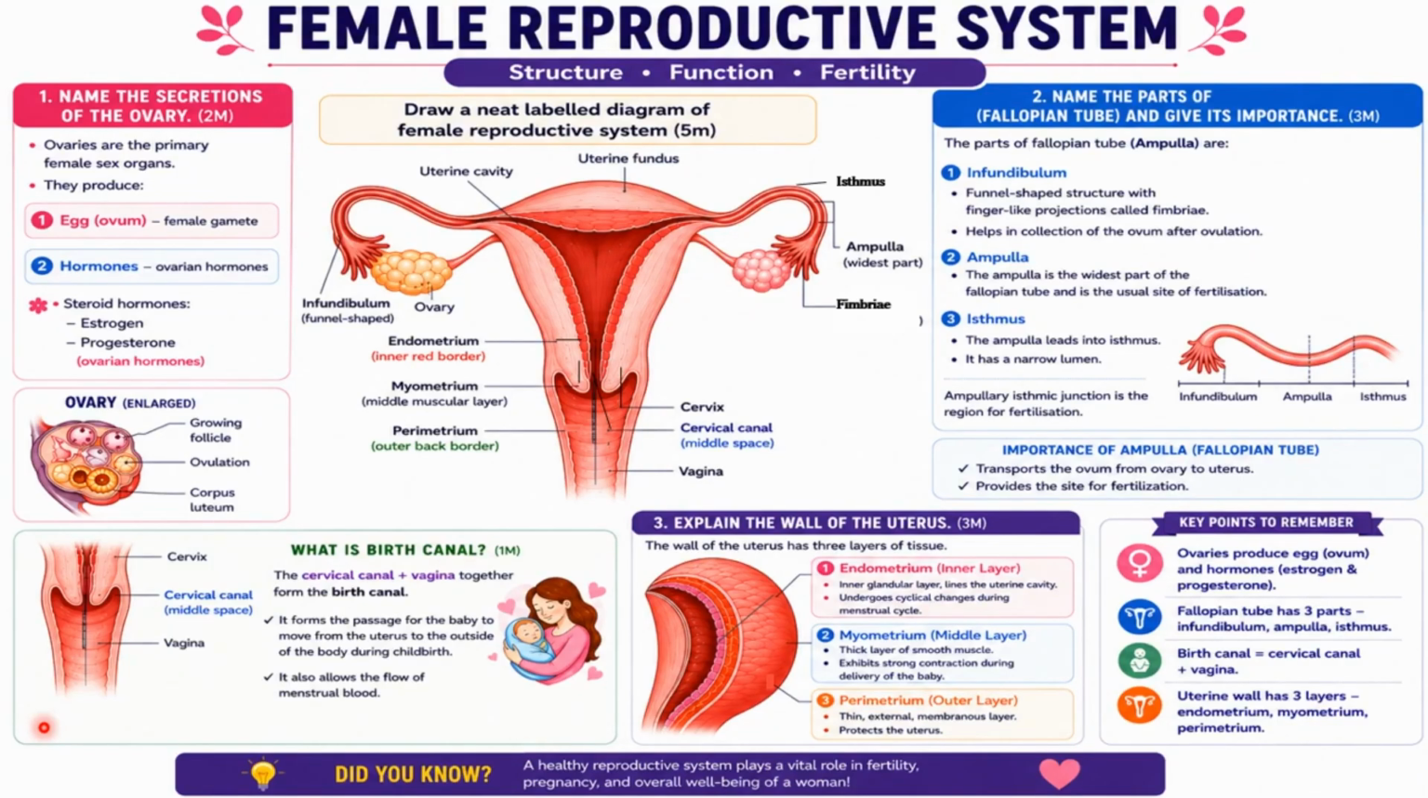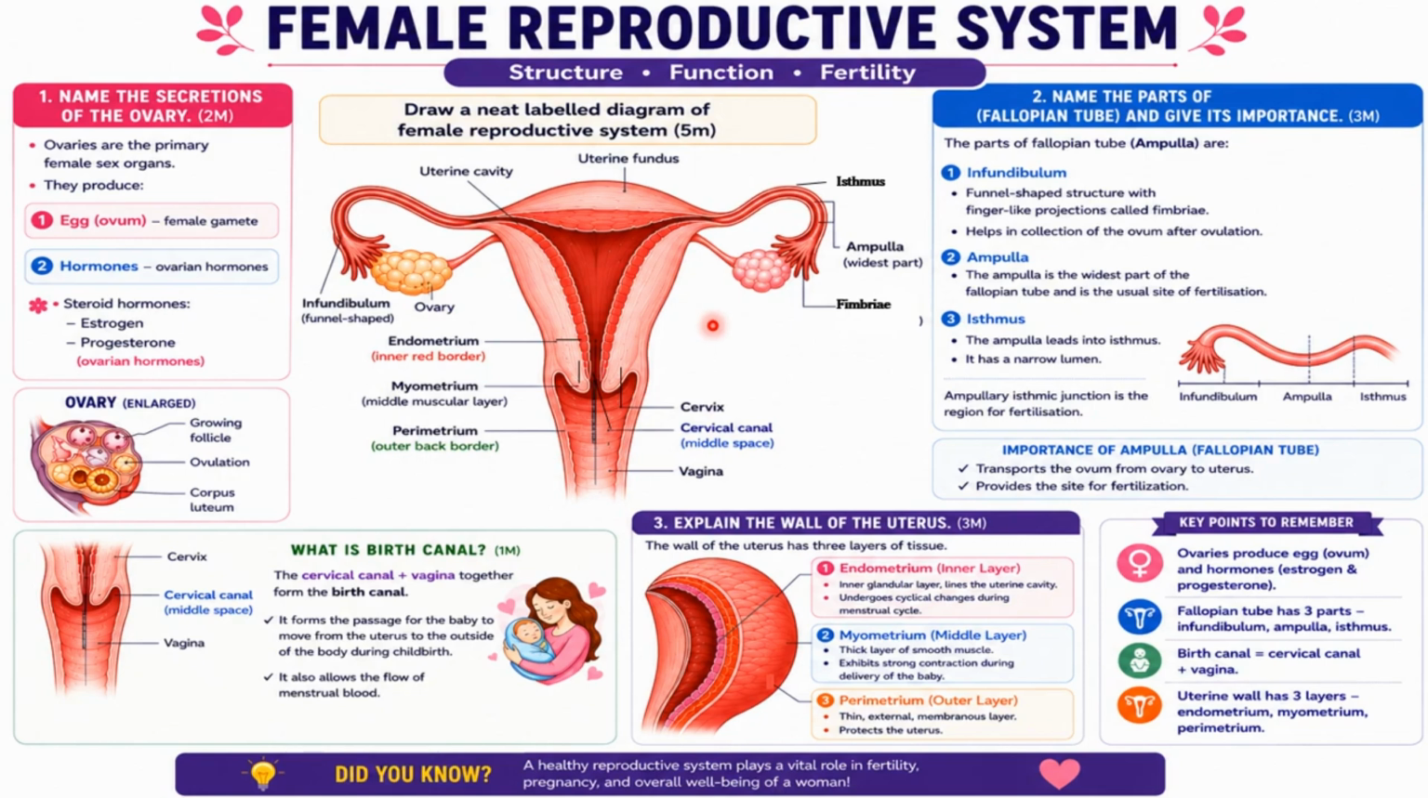Today we are learning an important topic in human reproduction, that is the female reproductive system. This topic is very important for board exams as well as for NEET exams. The most important question asked is the diagram of the female reproductive system.